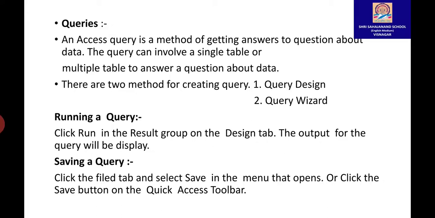First of all, click on Run in the Results group on the Design tab. The output for the query will be displayed. Then after, you can save the query. For that, click the File tab and select Save in the menu that opens, or click the Save button on the Quick Access toolbar. Now we can see how to practically perform a query.